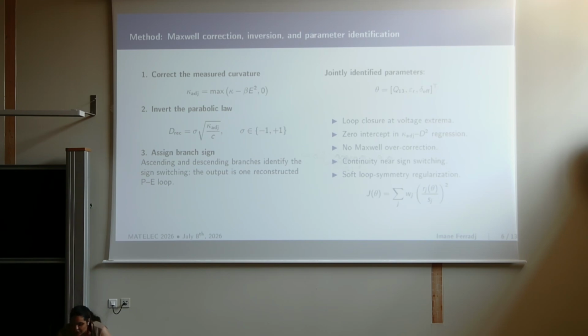Also, we need to guarantee the continuity near the switching, near the coercive electric field. And we also add reinforcements of these penalties. It is the soft symmetry for the hysteresis. We consider that the hysteresis is symmetrical. And this results in a final cost function that is minimized.